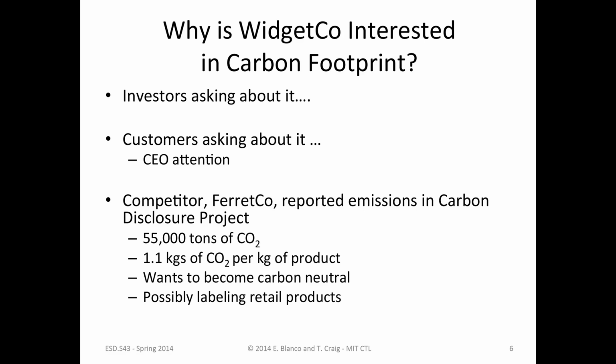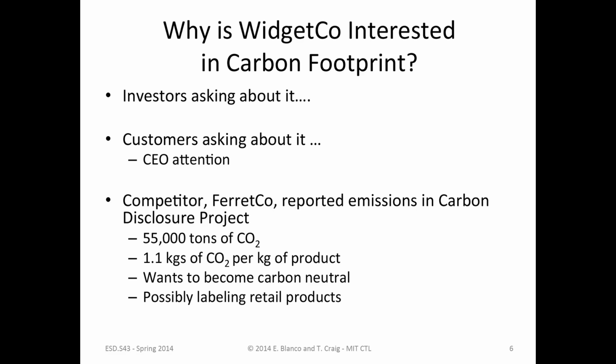They've also announced a plan that they're going to become carbon neutral, and they're exploring putting a carbon label on their retail products. So as a new entry into the market, they're trying to appeal directly to the end consumers that they'll be trying to sell to.